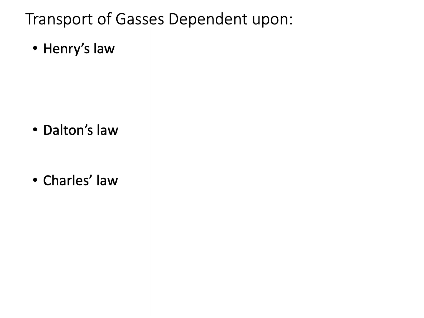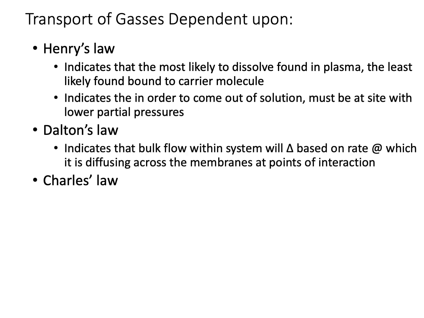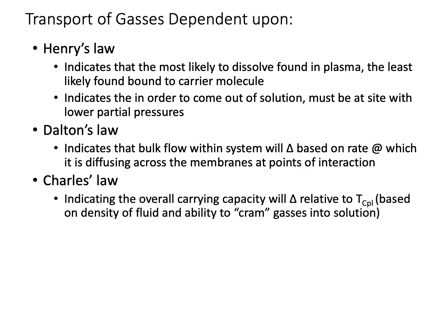So the transportation of gases is going to be impacted by Henry's law, which is going to indicate which gases we can see dissolved in the plasma and which ones are going to have to be bound. It's also going to indicate which gases will be able to diffuse based off of the directionality issues of partial pressure. Dalton's law is going to dictate the bulk flow of gases. And Charles's law is going to dictate the solubility of gases based off of the temperature that's there. And so let's put this all together and look at the oxygen transportation issue through the system.